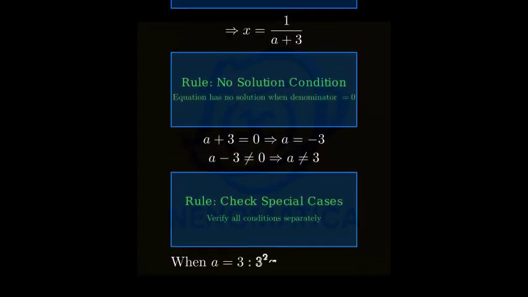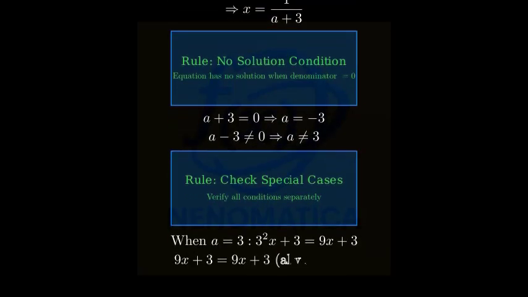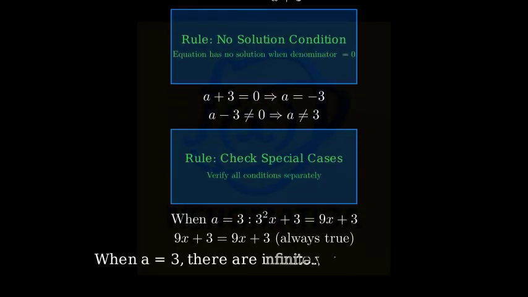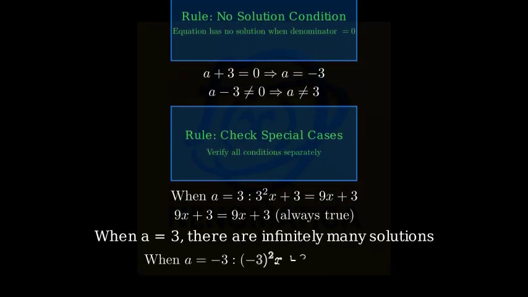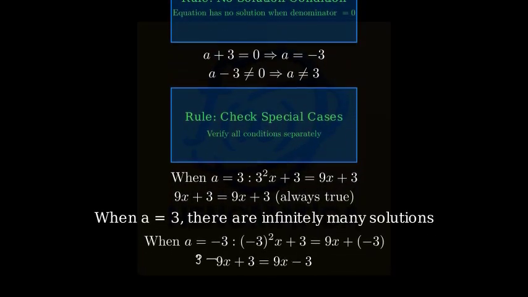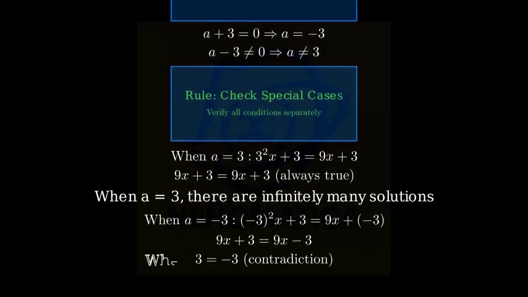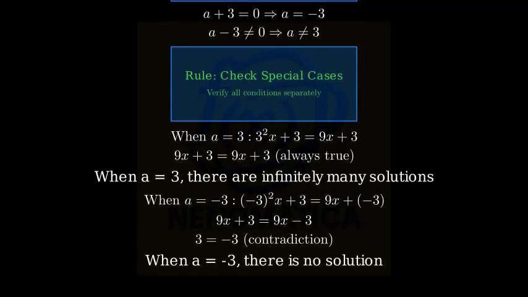If we substitute a equals 3 into our original equation, we get 9x plus 3 equals 9x plus 3, which is true for any value of x. This means when a equals 3, the equation has infinitely many solutions, not no solutions. Now, let's check what happens when a equals negative 3. If we substitute a equals negative 3 into our original equation, we get 9x plus 3 equals 9x minus 3, which simplifies to 0 equals negative 6.